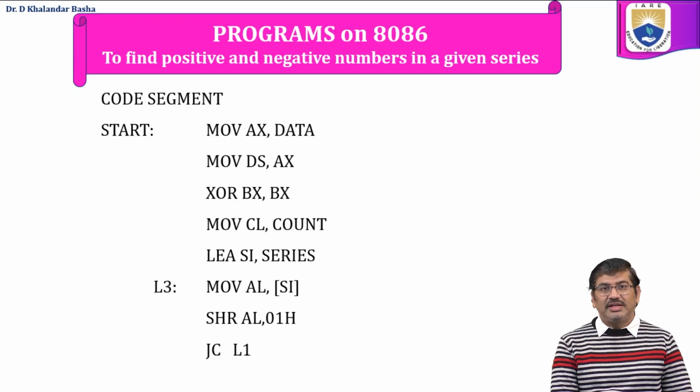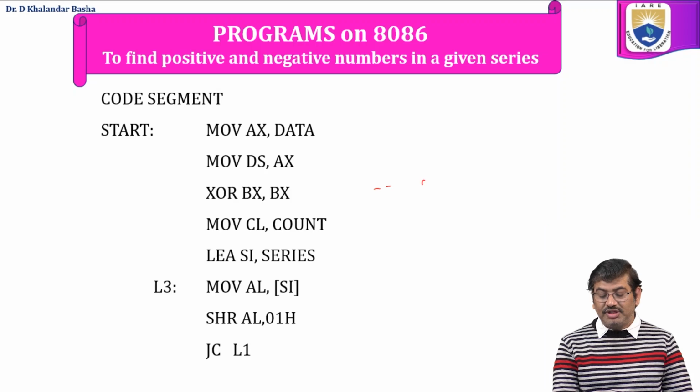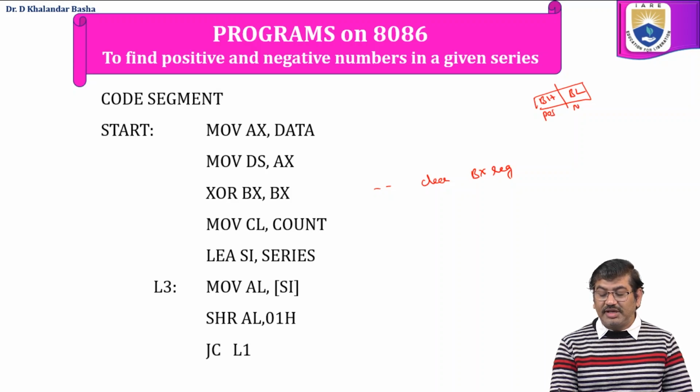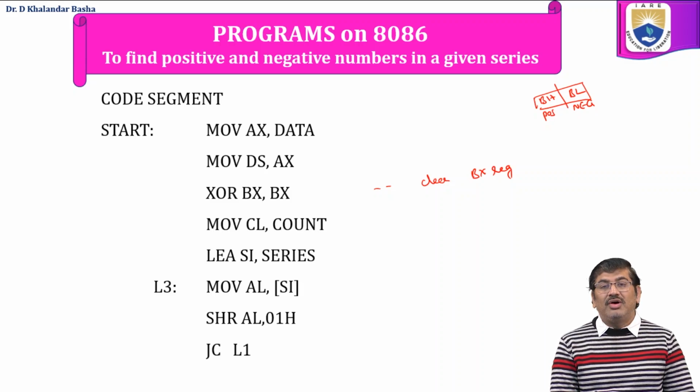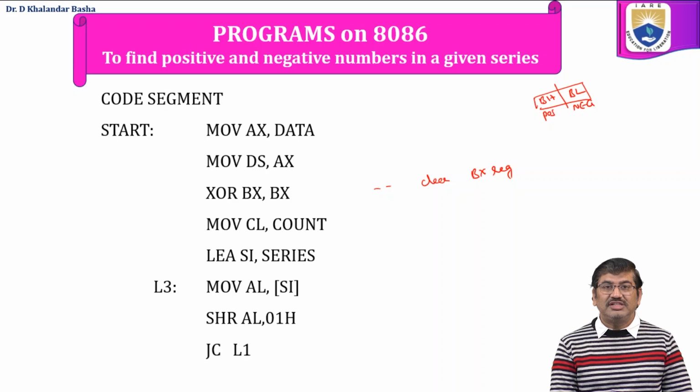Then for clearing the register, we write XOR BX, BX. The XOR operation is for clearing the BX register. Why are we clearing the BX register? Because we are allocating the BL register and the BH register for holding positive numbers and negative numbers. So initially we clear the register. Then for fetching the address of the series variable, we use the instruction LEA, where LEA stands for load effective address. The address of this series variable will be loaded into SI.